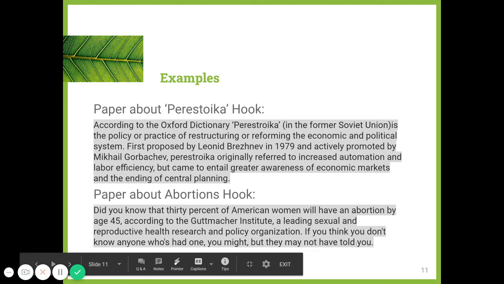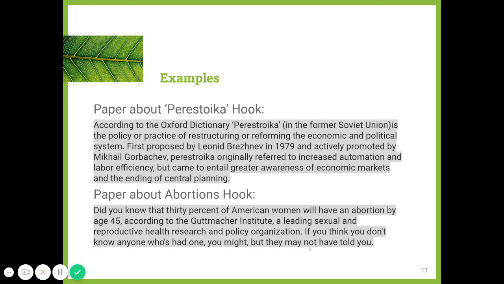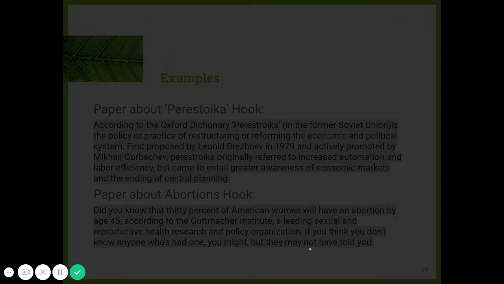Since it is a controversial issue, we have to use a more interesting fact about abortions, and at the same time, since it is a sensitive topic, we want to emphasize how it can be personal to some people, right? In this last sentence, you may know somebody, but the matter is that those people don't tell you about it.